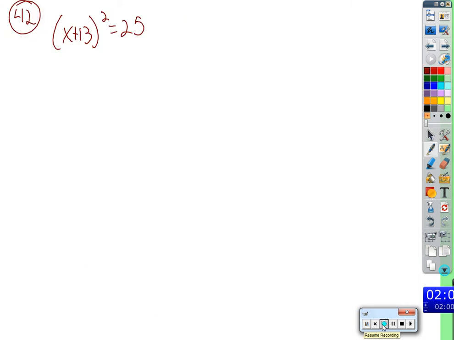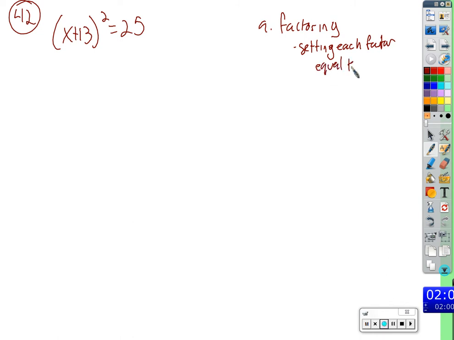Two, they say choose the method that you use. We've got factoring. Part of that would be setting each factor equal to zero. So we get one side to be zero, factor the quadratic into two factors, and then set each factor equal to zero.